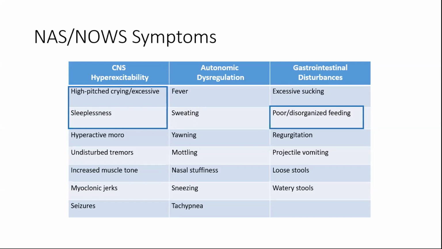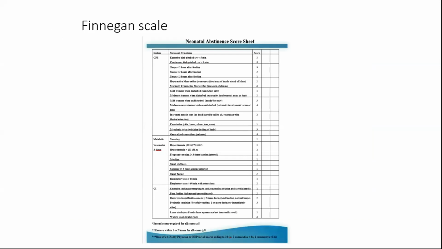Okay, let's go to the next slide. I'm not sure how well you can see this, but I'm sure you've seen it before. This is a Finnegan scoring sheet and gives you numbers for all those symptoms we've been talking about. Has anybody not seen this before? Give me a thumbs down if you've never seen this. Okay, I don't have any thumbs down, so I'm assuming everybody's seen this before.